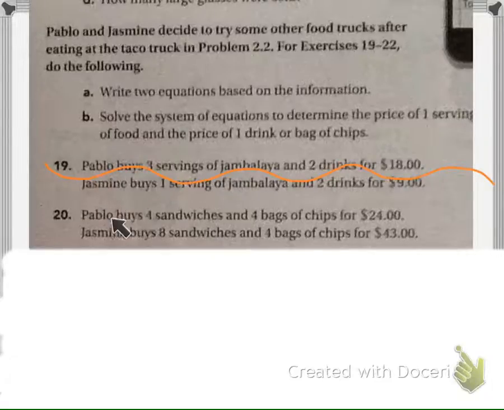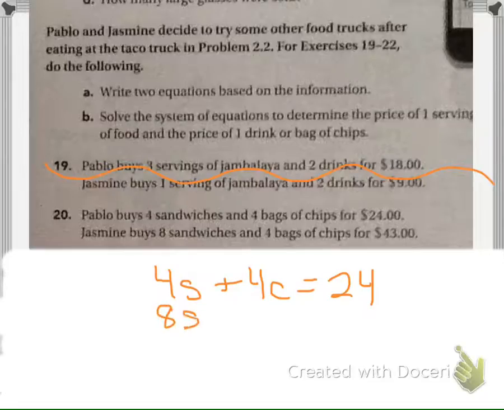So for Pablo, he buys 4 sandwiches. So I'm going to write that down. 4 sandwiches plus 4 bags of chips for $24. I hope you guys are getting used to using variables that make sense for the problem. Sandwiches is S, bags of chips is C, and 24. Now Jasmine buys 8 sandwiches and 4 bags of chips for $43.